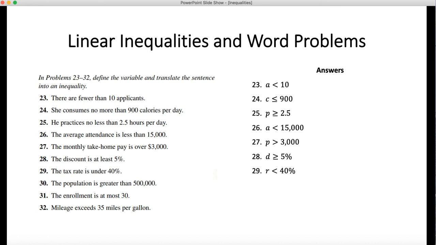The population is greater than 500,000. P is greater than 500,000. The enrollment is at most 30. That means 30 is included, so enrollment is less than or equal to 30. And the mileage exceeds 35 miles per gallon. So M is greater than 35.